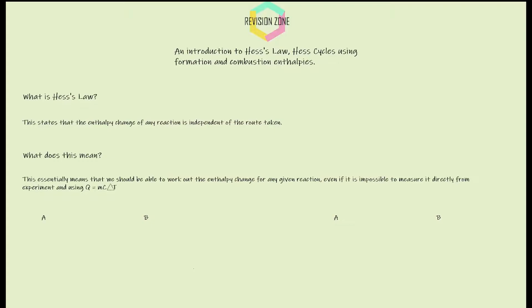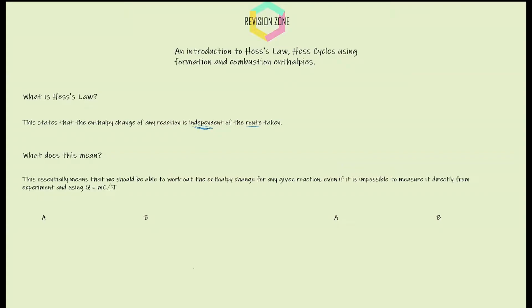What is Hess's law? This states that the enthalpy change of any reaction is independent. It's quite important, independent, of the route taken. That essentially means that we can work out the enthalpy change of any given reaction, even if it is impossible to measure it directly from experiment using Q equals mc delta T, which we will have covered in previous videos. So again, if you're unsure of that, please go and see our previous videos.